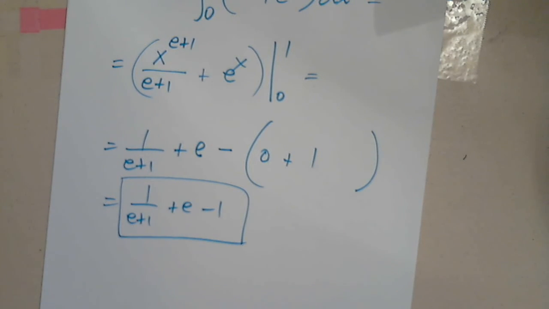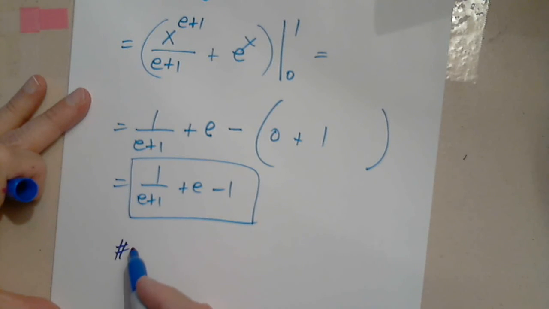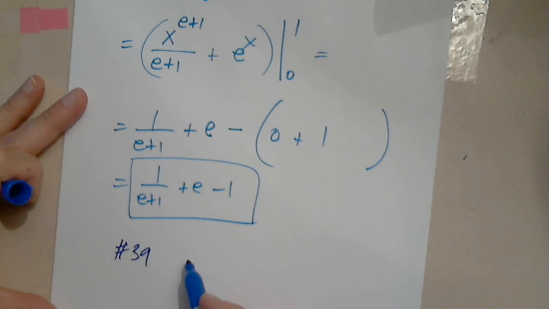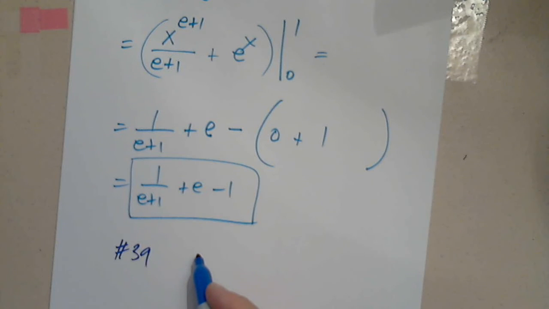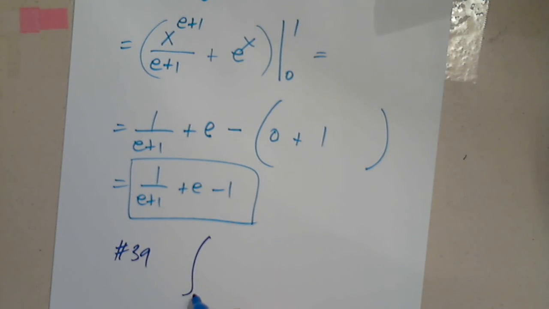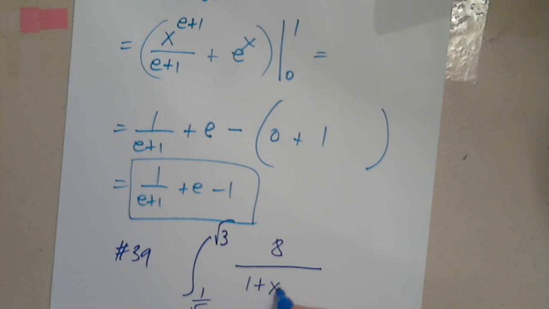Okay, so let's look at one more. 39 caught my eye. Do we get the idea of how this works so far, in principle? So the integral from 1 over the square root of 3 to the square root of 3 of 8 divided by 1 plus x squared dx.